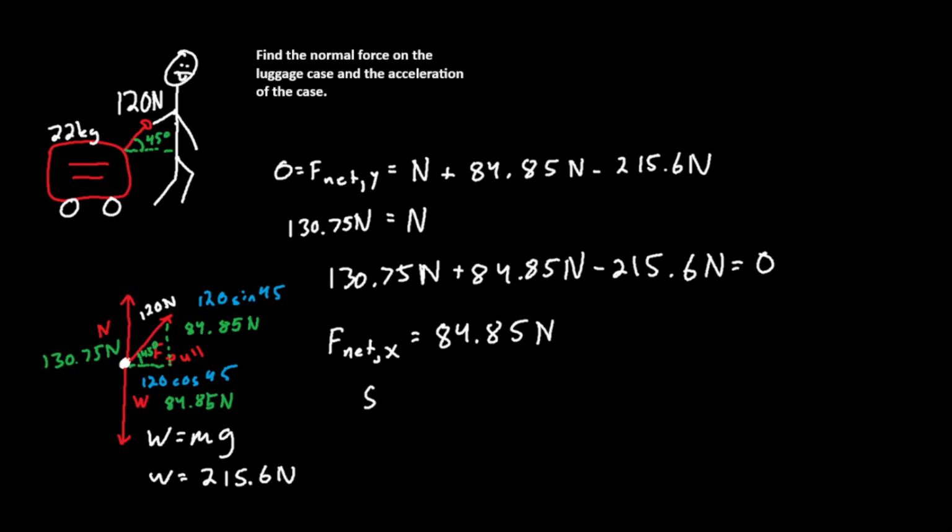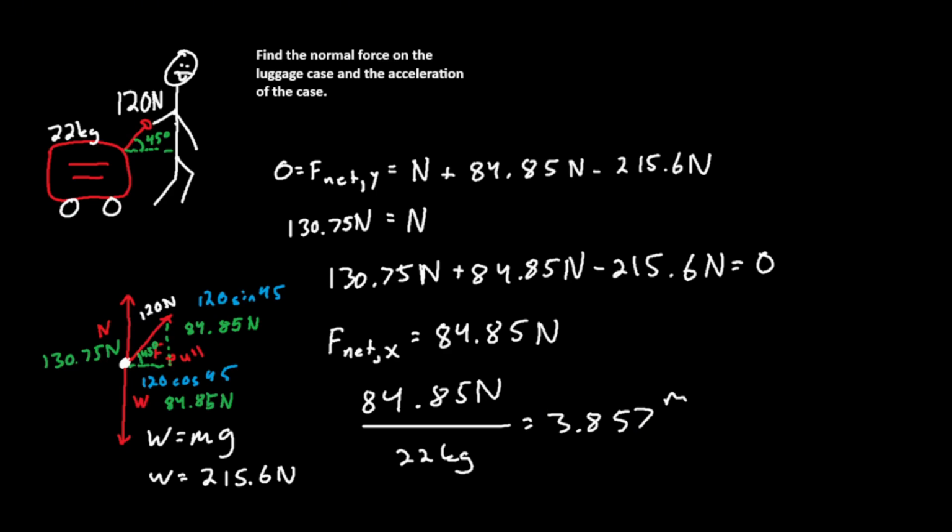So if you divide force by the mass of the luggage case, 22 kilograms, then you would get an acceleration of 3.857 meters per second squared. And the reason why I divided force by mass was because Newton's second law of motion states that force is equal to mass times acceleration. And if you divide mass on both sides, you get force divided by mass equal to acceleration.